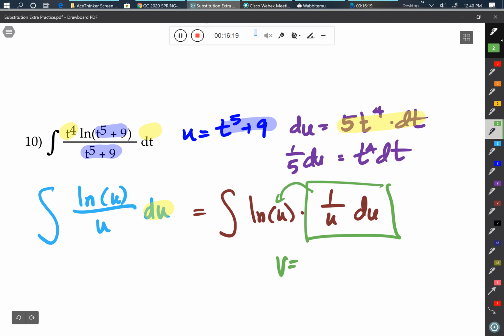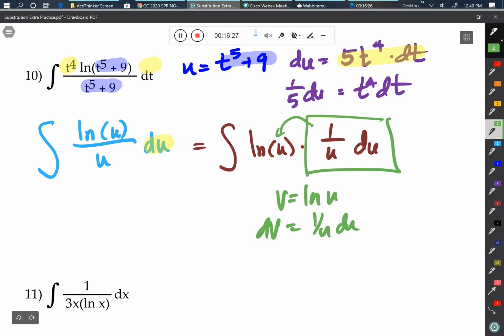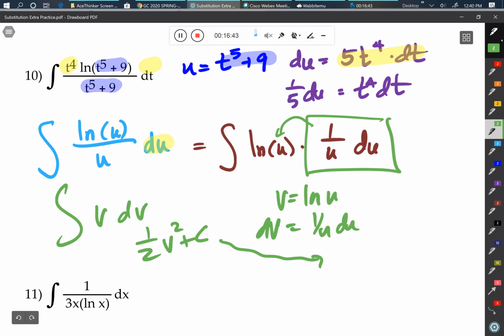So if I said that v was the natural log of u, then dv would be 1 over u du. And then I would have the integral of v dv. And the integral of v dv is going to be 1/2 v squared plus c. But what's v? V is the natural log of u. But what's u? U is t to the fifth plus 9. So then this becomes 1/2 of the natural log of t to the fifth plus 9 squared plus c.